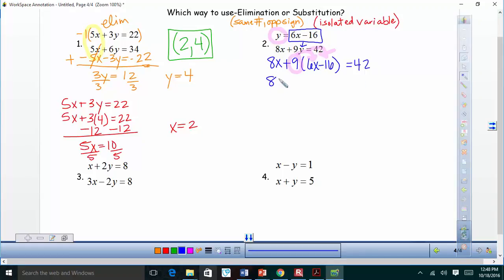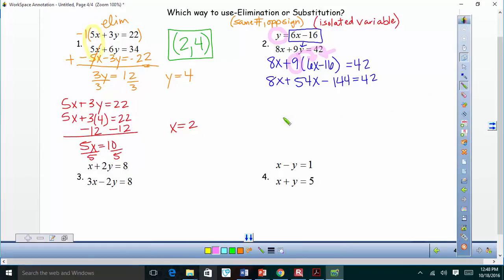So this gives me 8x plus 9 times 6 is 54x minus 9 times 16 is what? 144 equals 42. Okay. Do we have like terms here? What are they? 8x and 54x. So that would give me 62x minus 144 equals 42.